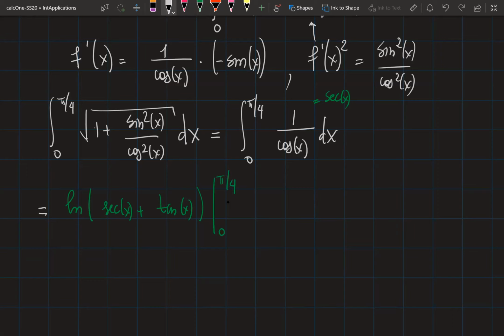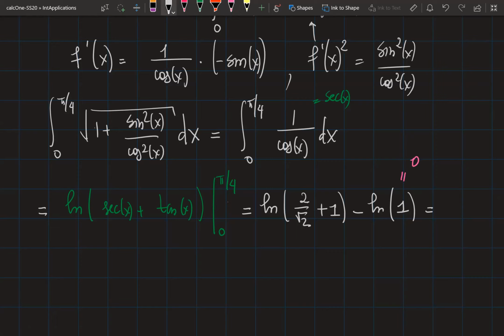So if I substitute pi over 4, what I have here is ln of secant of pi over 4. Secant of pi over 4 is going to be equal to 2 over square root of 2, right? Since secant is 1 over cosine. Plus tangent of pi over 4 is going to be equal to 1. So minus ln of, now I need to substitute 0 instead of x. If I substitute 0 here, it's going to be 1 over cosine of 0, which is 1, right? The tangent of 0 is equal to 0. So ln of 1 is equal to 0.